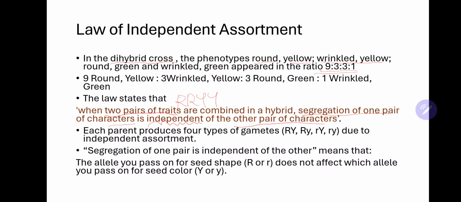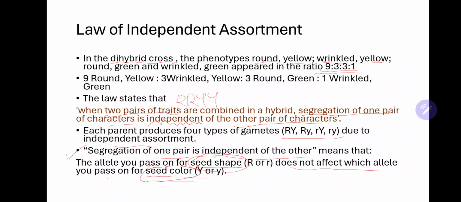Also, in that case, each parent produces 4 types of gametes, which we have already discussed in the previous class. This happened due to the independent assortment. Okay, so the law states that the segregation of one pair is independent of the other pair. That is, the segregation of the seed shape is independent of the seed color. That is, the allele you pass on for the seed shape does not affect the allele you pass on for the seed color. Both the seed color and the seed shape will be independently segregated into the next generation.